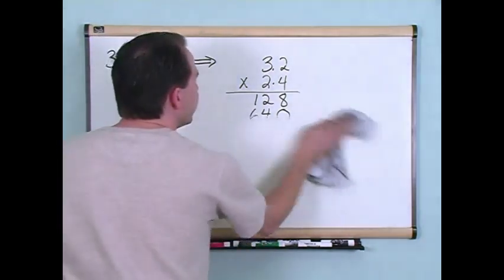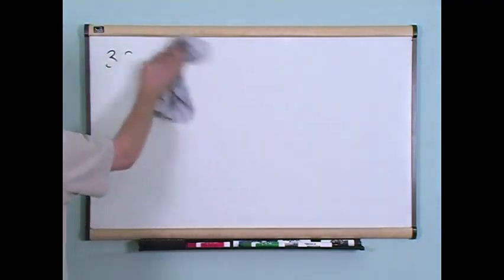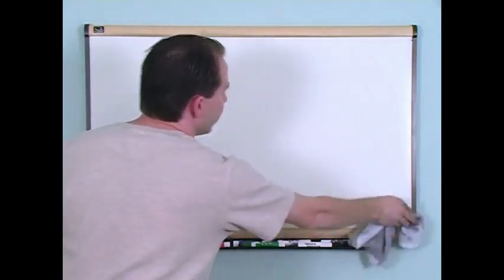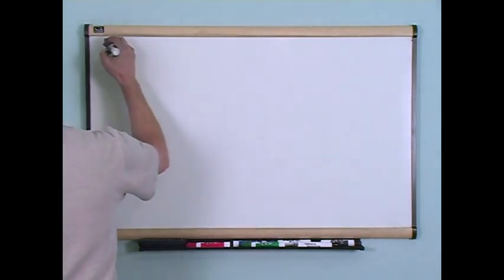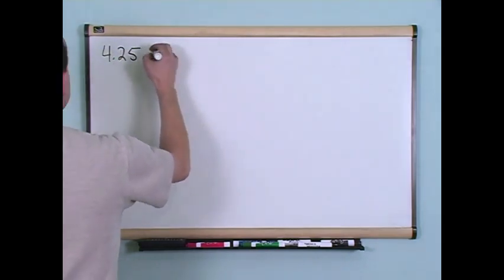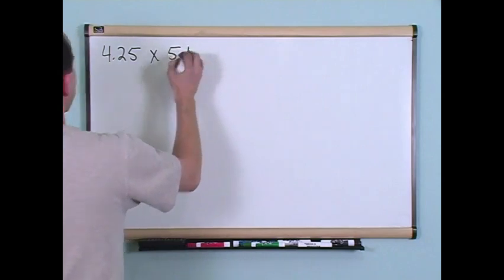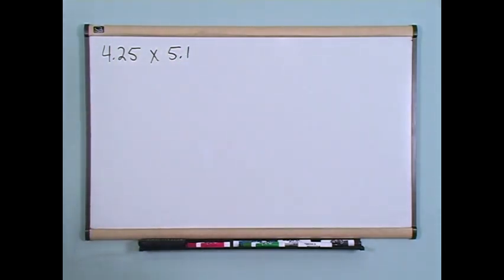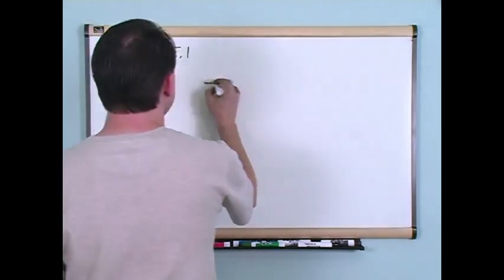Okay, we're going to do one more problem to multiply decimals, and that's just because they're very, very similar to what you already know. What if you had 4.25 times 5.1? 2 decimals multiplied together. How would you do that?